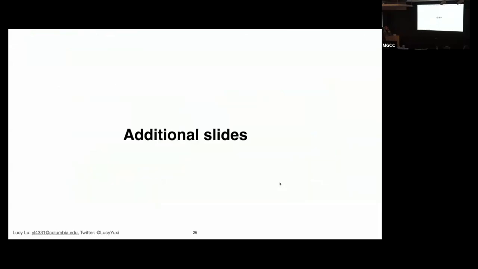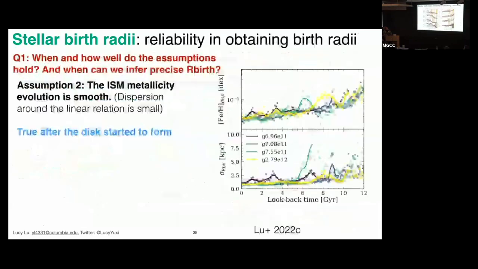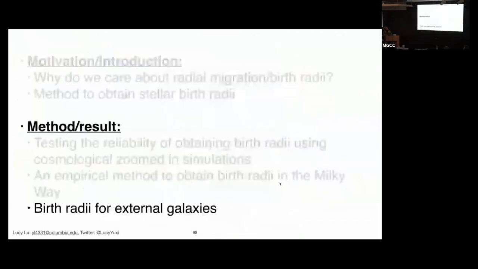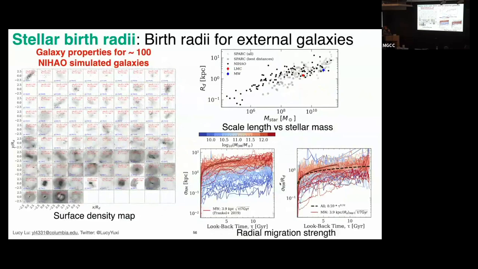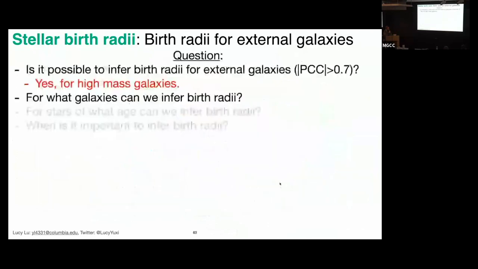Yes. Let me skip over a lot of slides. Sorry about that. Okay, yes, we tested this in the Nihao Suite simulation, which we found that even with mergers, with LMC mass, there should be radial migration signature, first of all, and we should be able to recover the birth radii.